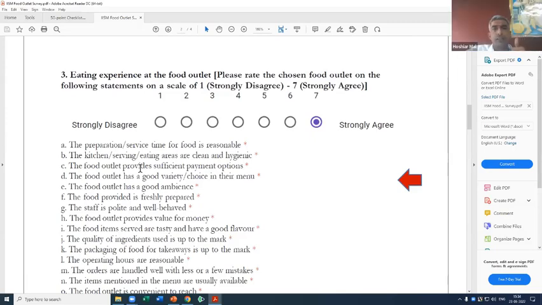Some of the questions he had made compulsory, which sometimes may not be okay to me. If I don't fill that up, I am not able to go further. Can you give an example? For example, in question number 3, he has given option A, the preparation or service time for food is reasonable. He had put star marks on all the questions. It means I need to answer all those questions, whether they are applicable to me or not. Sometimes something is not applicable to me, so I don't want to fill up that thing.